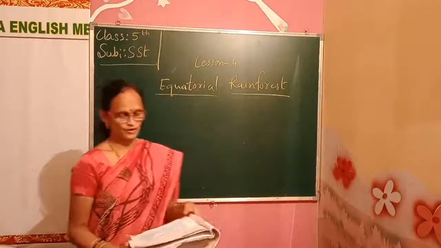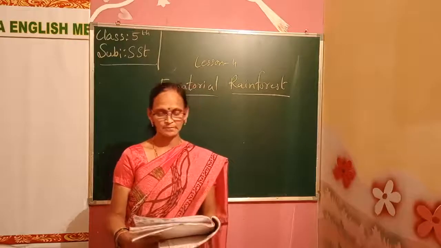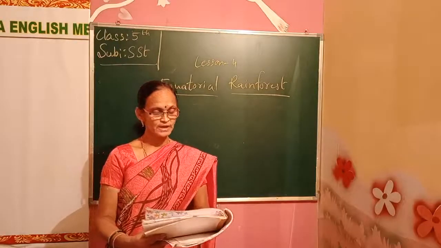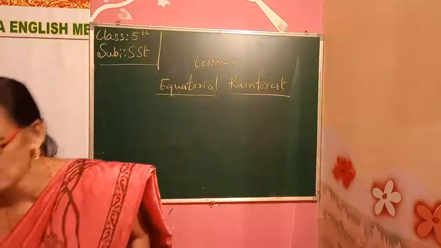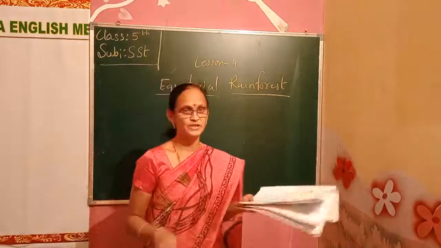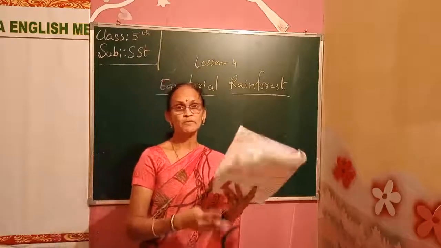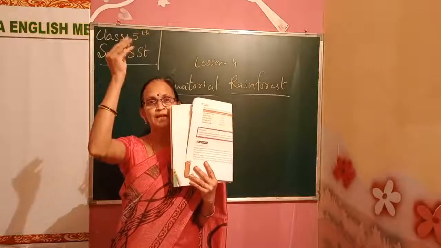Equatorial rainforest. A forest is a large area of land covered mainly with trees and undergrowth. Forest can be divided into 4 major types. What is a forest area? A forest area is land covered with so many trees. Because it is covered with trees, we can't see the ground, or we can't find sunlight falling on the ground.